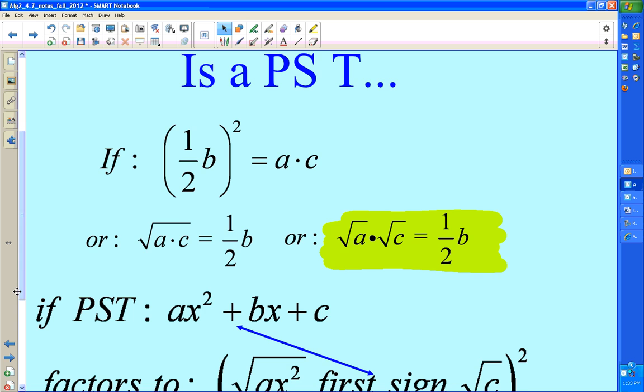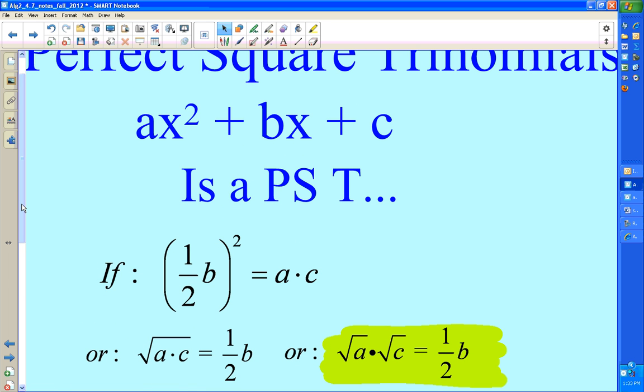How do you tell if there is a PST? Standard form, if half of b squared is equal to a times c, then you have a perfect square trinomial. You should know perfect square trinomials for factors. And the way you tell if it's factorable by a PST is if this is true. If it's not true, then you move on and you do borrowing from the clouds or diamond or box or something like that. So if I give you a trinomial, if this is true, it's a perfect square trinomial.